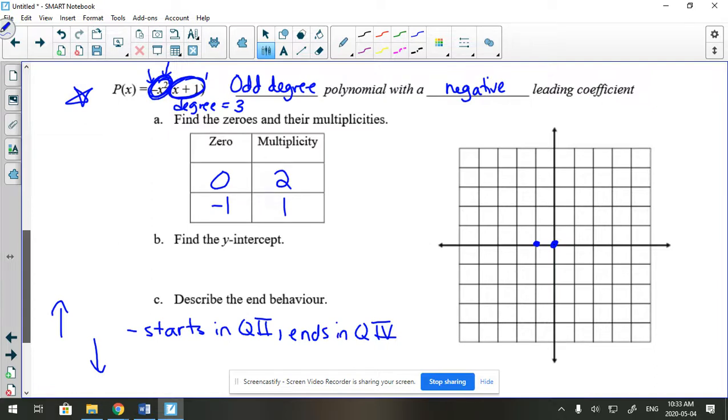And now I'm going to do my y-intercept to figure out my other point. Set your x equal to 0 and then plug it in. When you do that in your calculator, you'll see it's at 0, which makes sense.